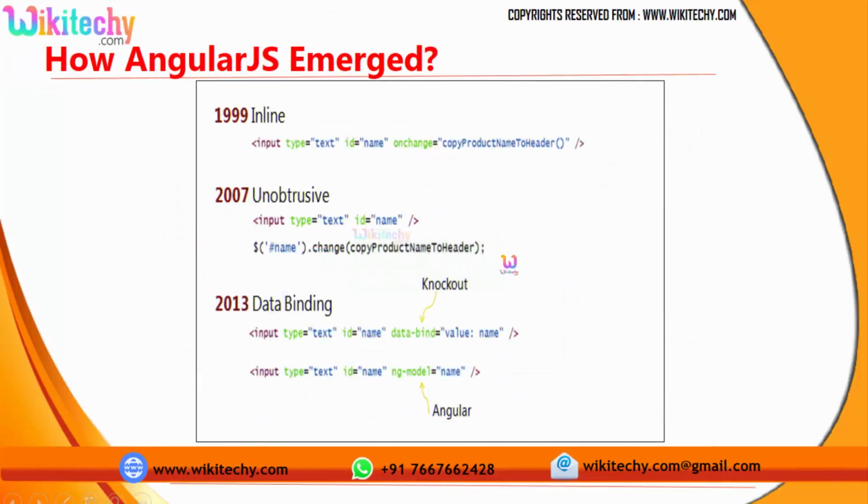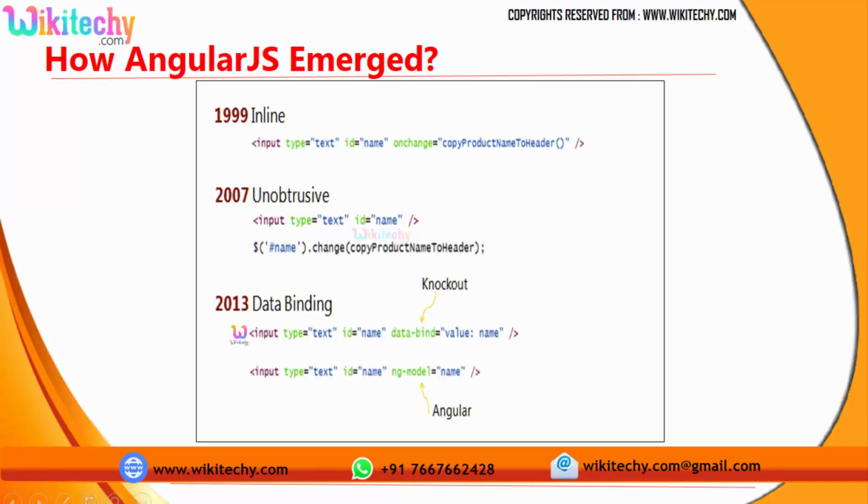If you talk about the history of AngularJS, the initial world had this kind of HTML, an inline way of writing the code. You would have an input type text, a text box, with an ID, and on change, I'm calling the function. This is 1999. In 2007, they moved to a dollar symbol with tagging. So a particular ID is emphasized as tag hash dot change of. This is called unobtrusive HTML coding.